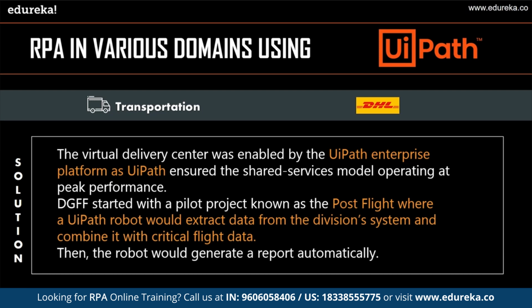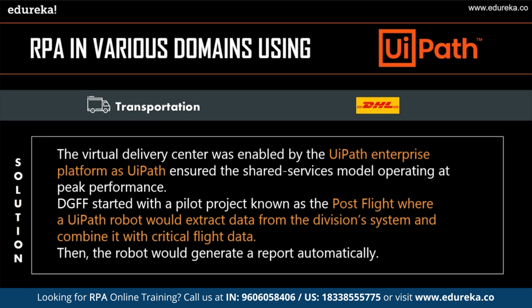DGFF started with a pilot project known as the Post, where a UiPath robot would extract data from the division system and combine it with critical flight data. After that, the robot would automatically generate a report. Now, before the company came up with this solution, the company had to put around 30 people to complete the same process. But now, after UiPath has helped them automate, 15 of the employees are moved to more rewarding and higher value work, and the rest are managing the activity-based exceptions to lead to better customer service.